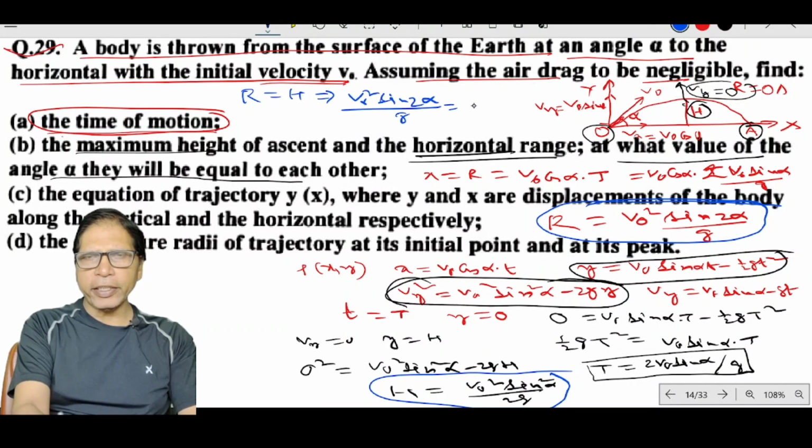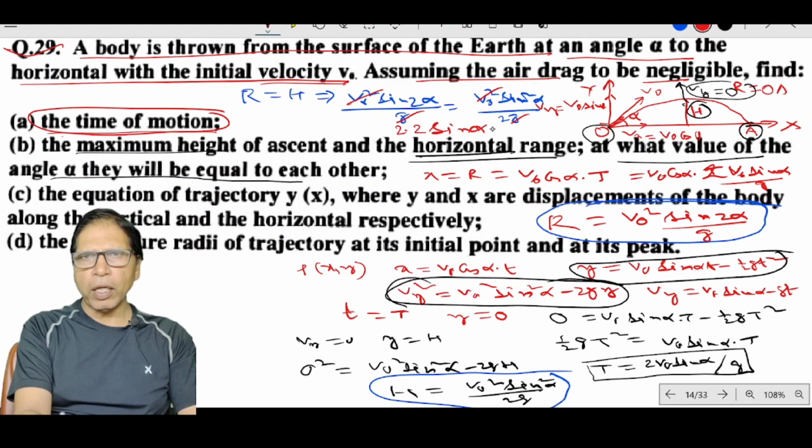And what is the H? H is V naught square sine square alpha divided by 2g. Now look at this, g cancels out, V naught square cancels out. Therefore, we get 2 sine 2 alpha. Now sine 2 alpha means 2 sine alpha cos alpha, equal to sine square alpha. No problem. Therefore, from this equation, we can easily calculate.